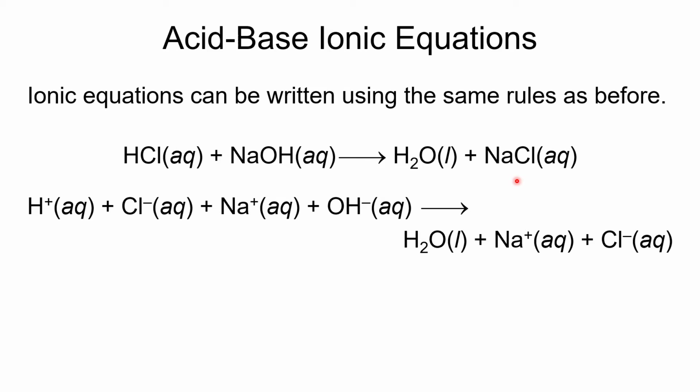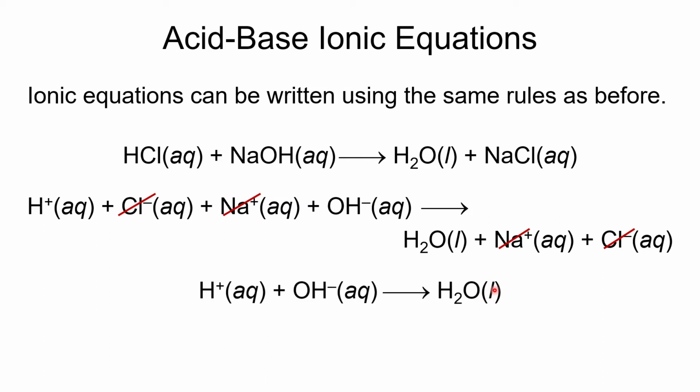Our net ionic equation, we can get to it by crossing out our spectators. If we look here, our spectators are going to include chloride ion and sodium ion, and those cancel out. And so there is our net ionic equation. Interesting factoid here: if you have a strong Arrhenius acid and a strong Arrhenius base, this will be your net ionic equation, which is kind of cool.